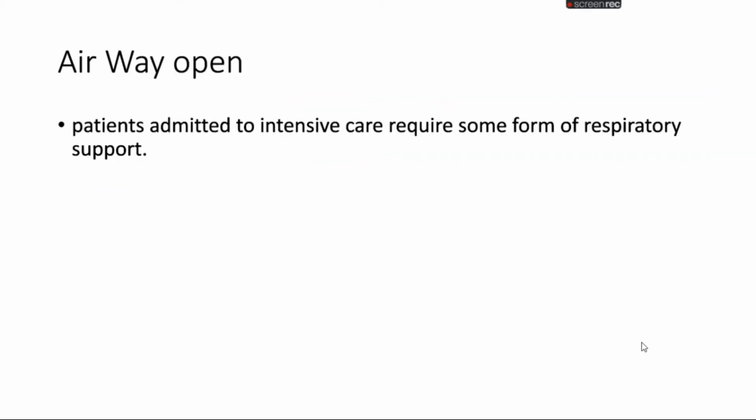If we talk about the airway, a patient admitted to intensive care requires some respiratory support, and that respiratory support is given with the help of ventilators. The first thing to keep in mind is that the ICU, the intensive care unit, is already equipped with certain technologies used to maintain the life of an animal. So ventilators and certain other technologies are already available in the ICU unit. For respiratory support, ventilators are provided to the animal.